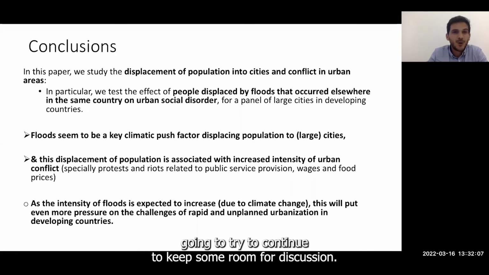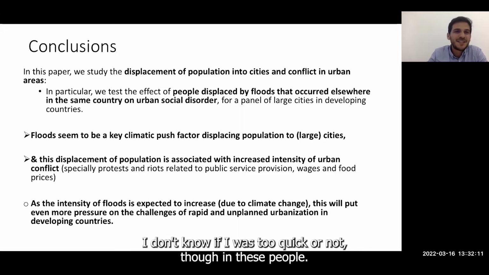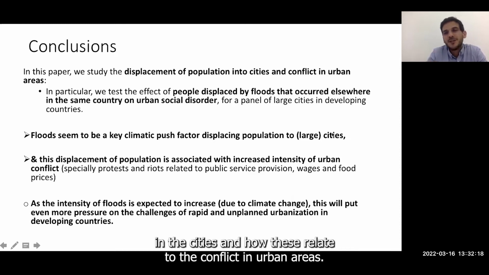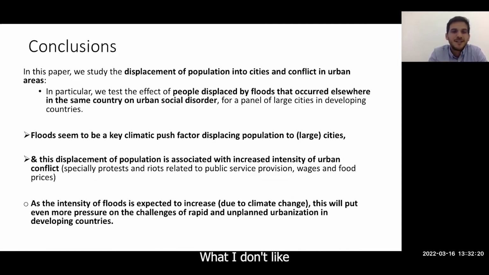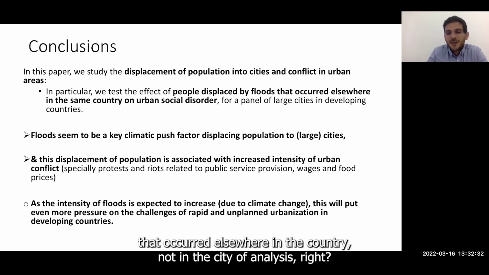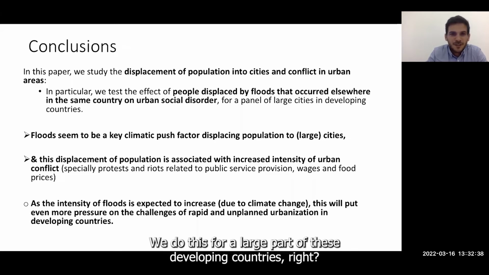And I'm going to try to conclude to give some room for discussion. I don't know if I was too quick or not. But in this paper, what we do is study the displacement of population into cities and how this relates to conflict in urban areas, all right, in those cities, right? The idea, as I said, is to test the effect through the displacement of population, people displaced by floods, again, flooding that occurred elsewhere in the country, not in the city of analysis, all right? And we do this for a large panel of cities in developing countries, all right?